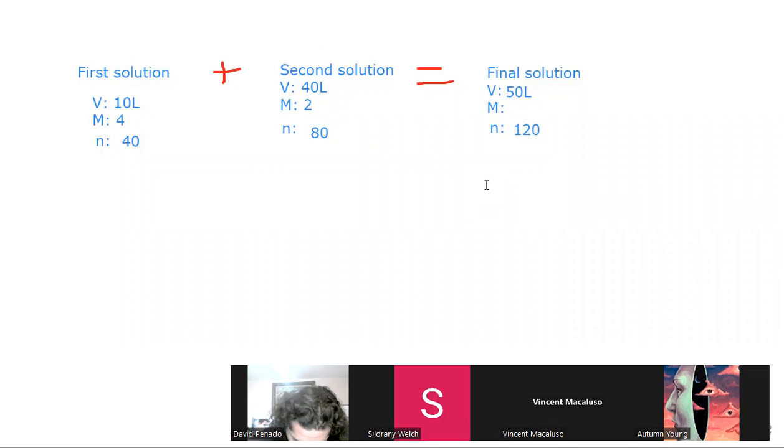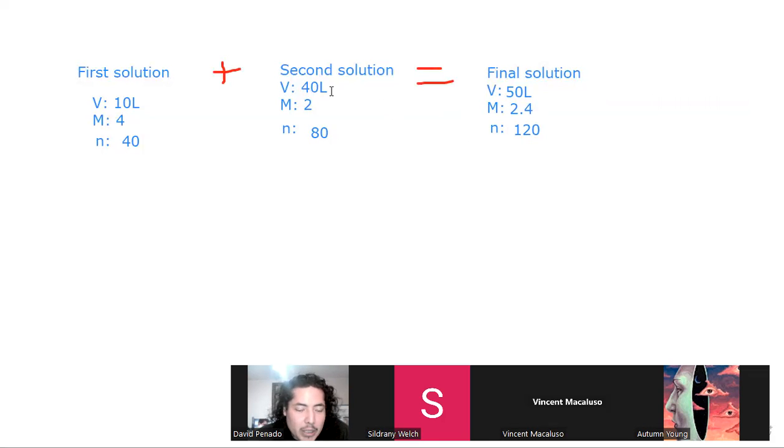Okay, so I stand corrected. When I first reviewed it, I was finding the molarity for the first solution, then for the second, and then adding it, but that would give you a different number. 120 divided by 50 is 2.4. Anyone else got the same answer? Yeah. So that's what we do.